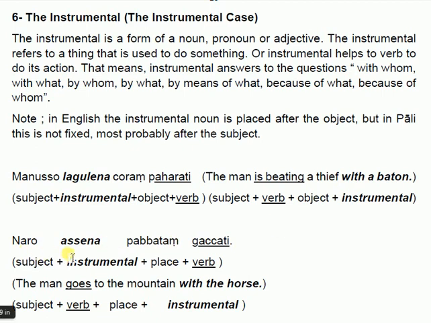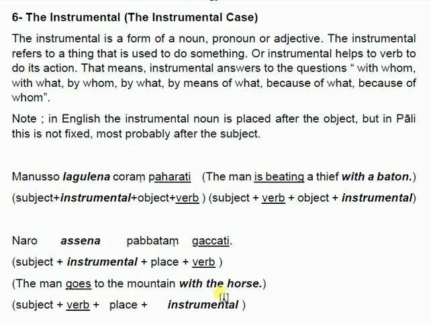And in this example, naro asena pabbataṃ gacchati, the man is going to the mountain with a horse. Here, for the man to climb the mountain, the horse helps him to do this action, that climbing or going action. So that is why in Pali here we put asso, horse, as asena in the instrumental case, to help the man do its job. The verb is going, goes.